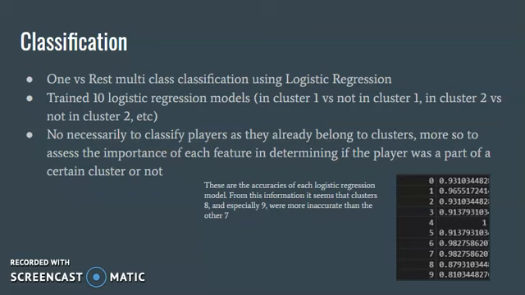As seen in the accuracy chart right here, every cluster had a classification accuracy of over 90%, except clusters 8 and 9. So it seems like those were more inaccurate clusters, if you will. So doing this classification did allow me to get the coefficients of each feature contributing to predicting the cluster a player belonged to, and thus I was able to easily determine the feature importance in determining clusters.